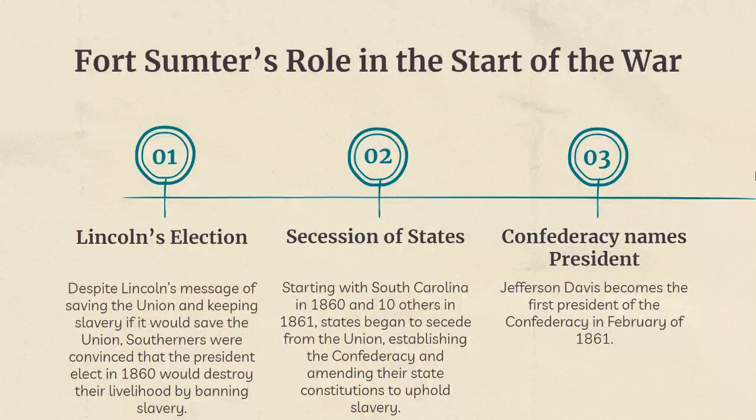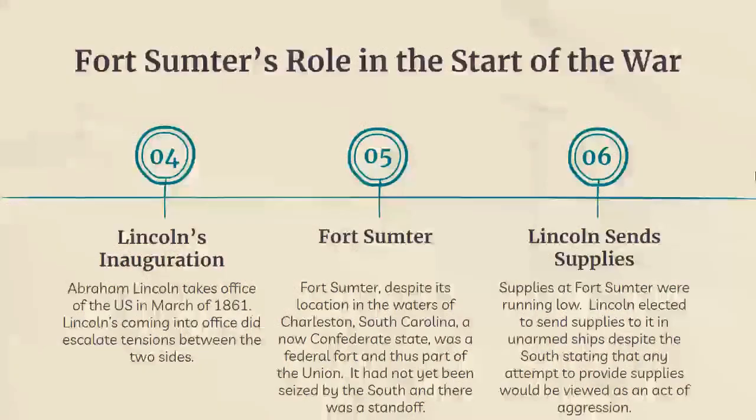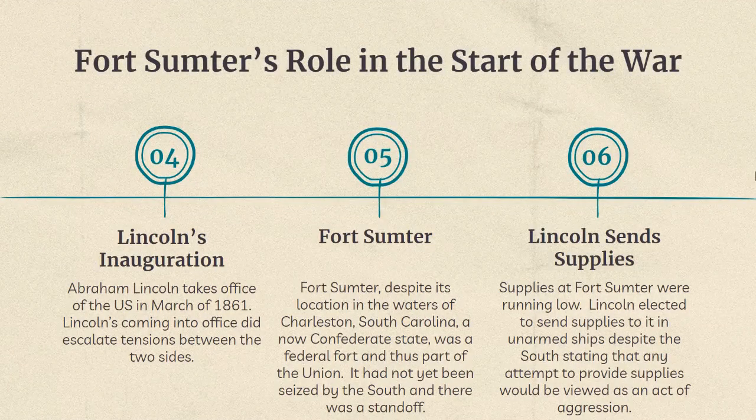So then the Confederacy names a president, and Jefferson Davis becomes the first president of the Confederacy. He's put in as like a temporary president until they can elect one. And when that time comes, they do elect Jefferson Davis as their president. When Jefferson Davis becomes president, shortly after, you get the inauguration of Abraham Lincoln. So Abraham Lincoln is elected in 1860, but he will not take office until 1861.